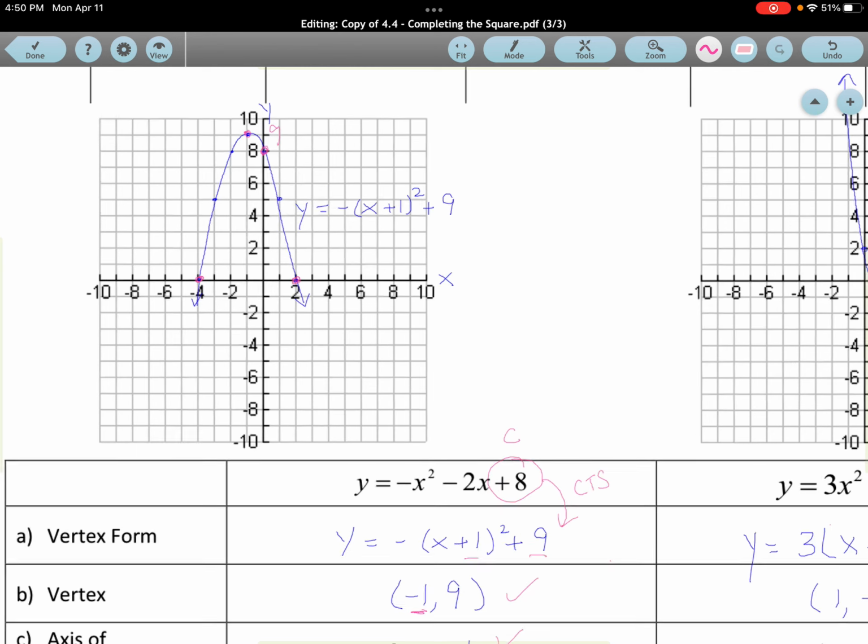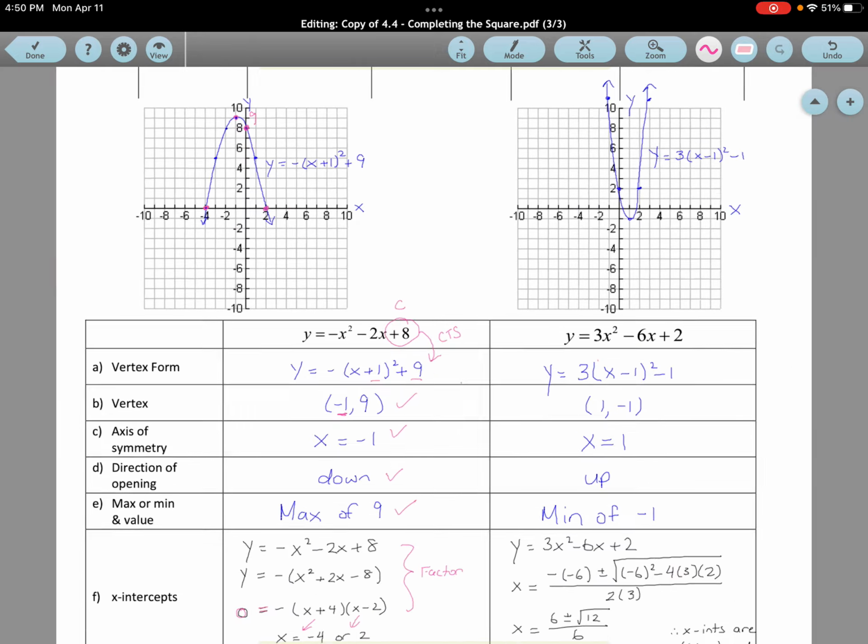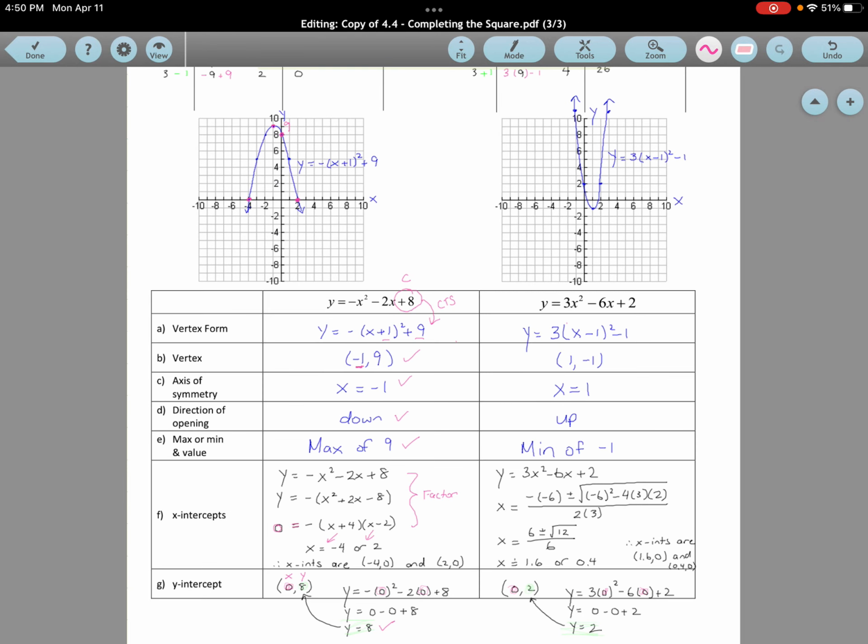Okay, I'm just going to zoom out so that you can see the other one if you'd like to take a look and go through it.